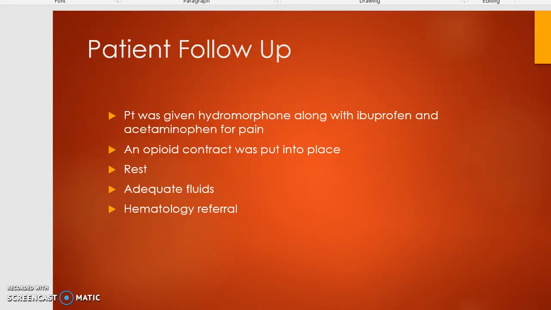This patient was given hydromorphone along with ibuprofen and acetaminophen for pain. An opioid contract was put into place, rest, adequate fluids, and a hematology referral. This was the patient's first crisis and was referred to hematology for further evaluation. He did well at home with this first crisis.